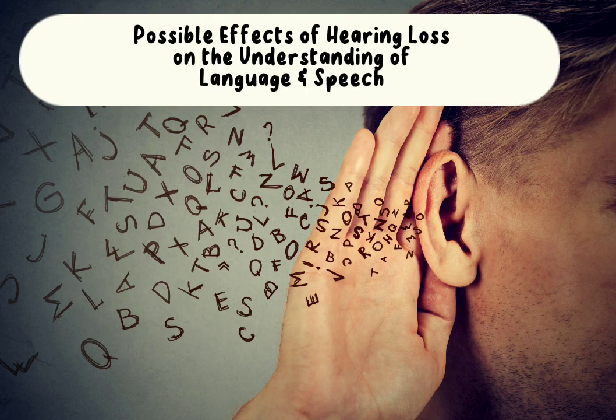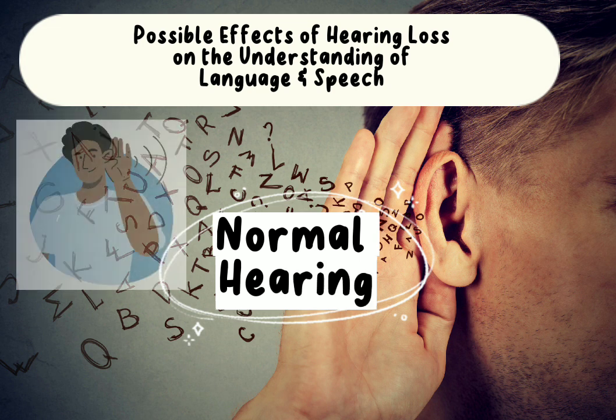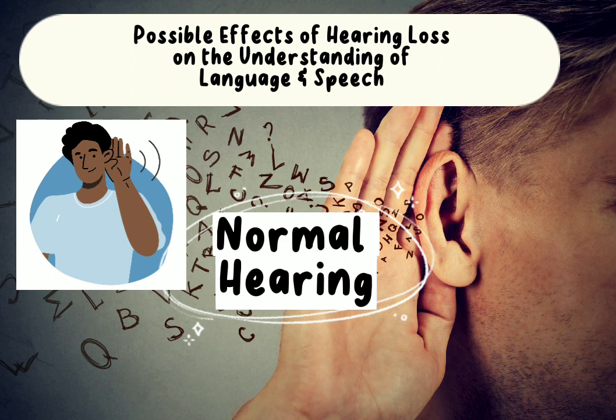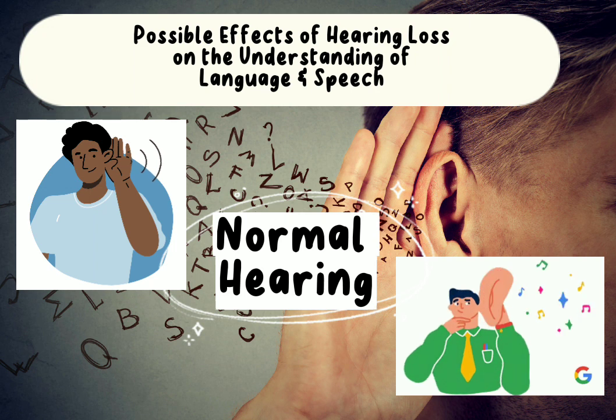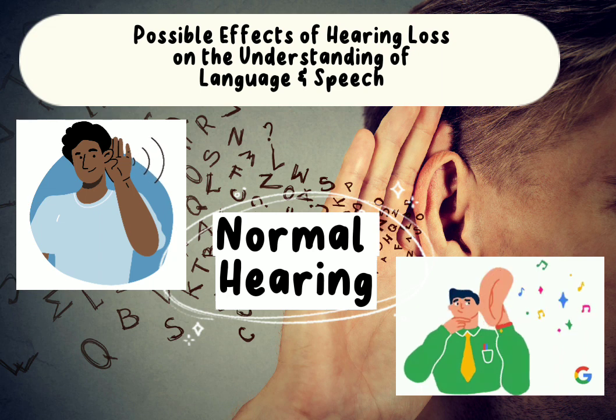Possible effects of hearing loss on the understanding of language and speech. In normal hearing, children have better hearing sensitivity than the accepted normal range for adults. A child with hearing sensitivity in the negative 10 to 15 decibels range will detect the complete speech signal even at soft conversation levels. However, good hearing does not guarantee good ability to discriminate speech in the presence of background noise.